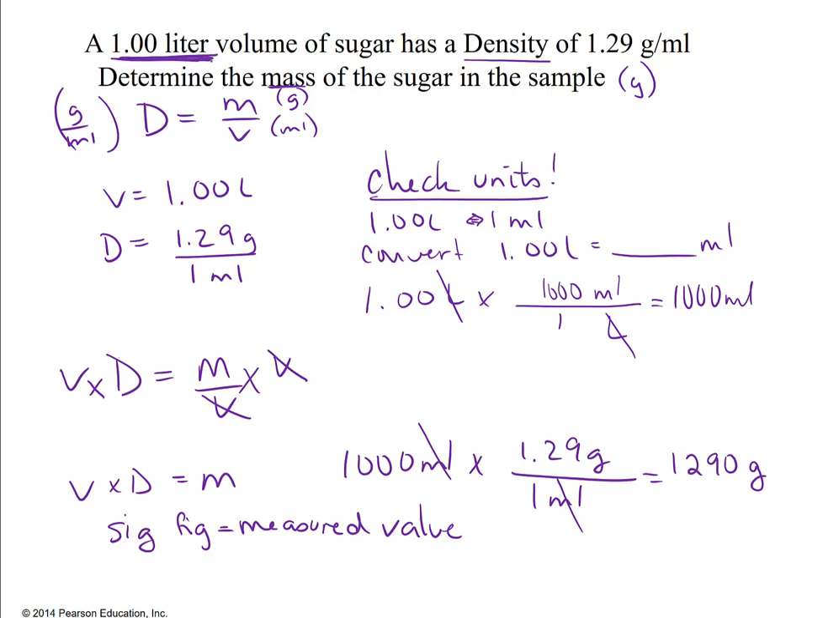Here is my measured value, my 1.00 liter volume. That is the measured value, and that's how I determine significant figures. You see that there's three, because remember, zeros after a decimal place are significant. So when I look at this, here's 1, 2, 3. I have 1,290 grams. The 1, the 2, the 9, they are significant. The 0 remains to keep the size, but it's not a significant figure. So this is the unit. It gets left as it is.